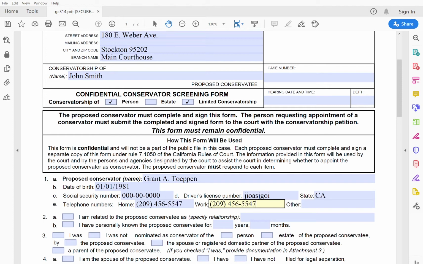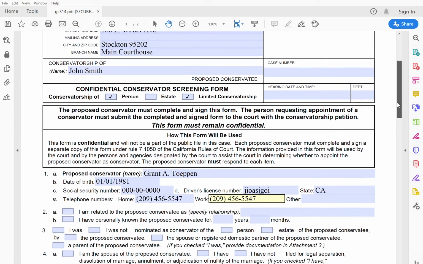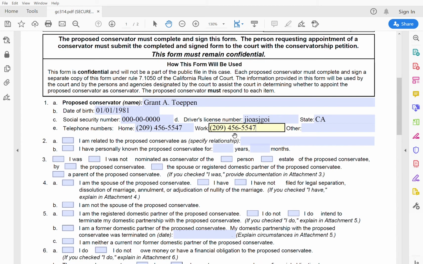I'm just putting this on the internet, so I'm being a little cautious about what I put out there. But since this will be filed confidentially and it's critical that it be correct, make sure that it's filed with the court. So I am related to the proposed conservatee as, let's pretend John Smith is my son, so I would be the father. I personally know the proposed conservatee for, let's pretend that he is 19 years old in 1 month. If I was the parent, I would do it basically the entire life of the proposed conservatee, but whatever is the right answer here, you put it in.